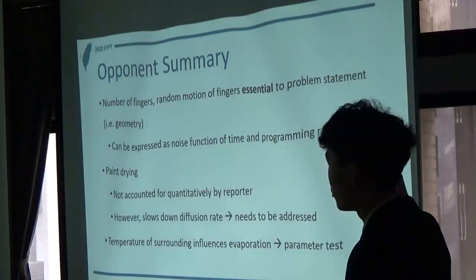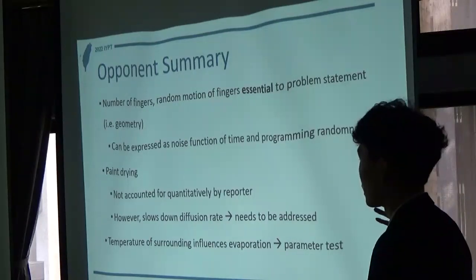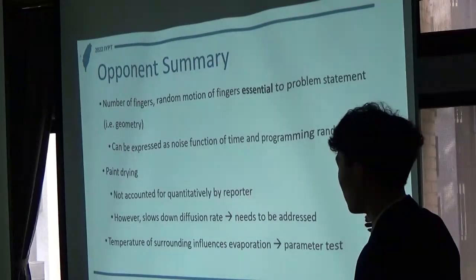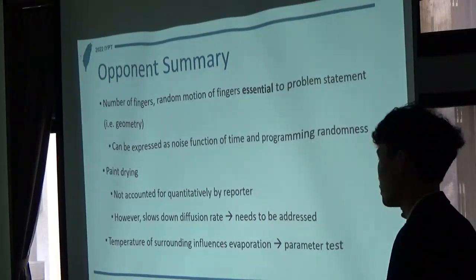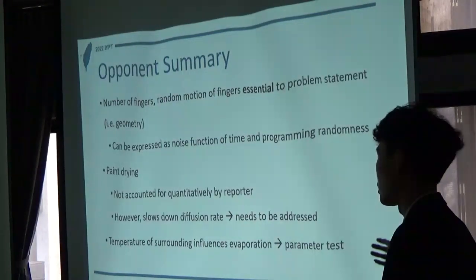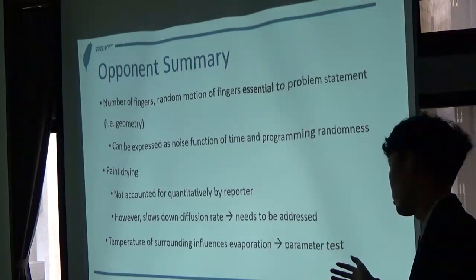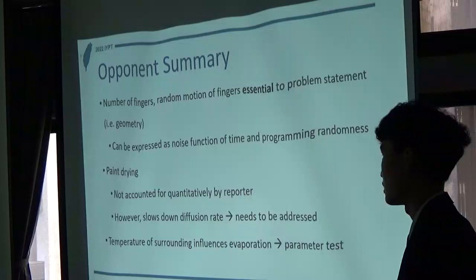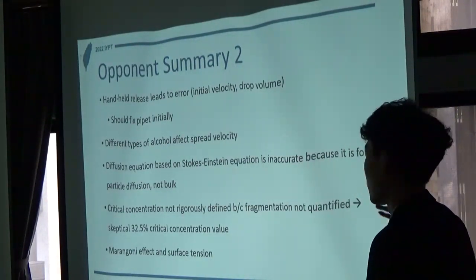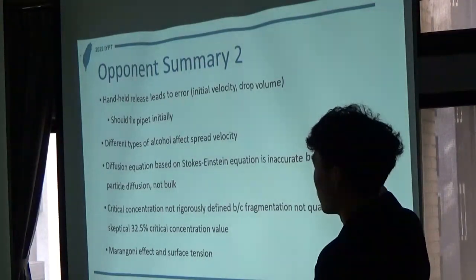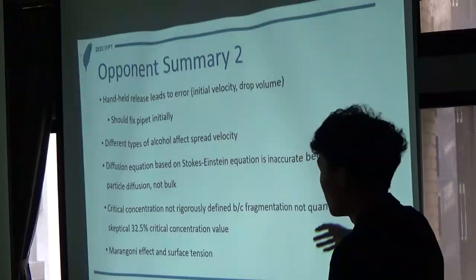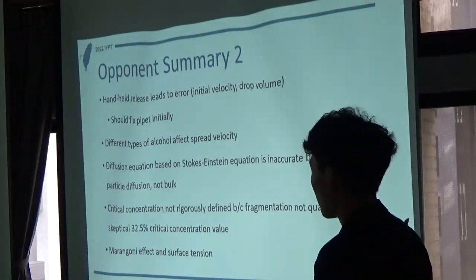There's also paint drying that they didn't consider, and it cannot be quantitatively explained by the reporter. However, this slows down the diffusion rate, which needs to be addressed. There was also one parameter not considered, the temperature of the surroundings, which influences the evaporation, and this has to be included in the parameter test. Also, the dropping of the pipettes was handheld. There are different types of alcohol they didn't address. The diffusion equation is inaccurate, and the critical temperature of 35 was kind of suspicious.